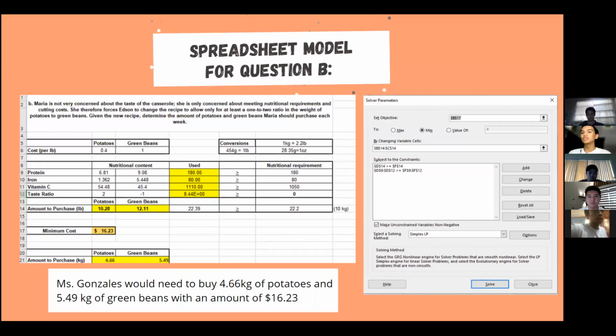For question B, Ms. Gonzalez is not concerned about the quality of food being served, and with that, she forced Mr. Edison, the cook of the cafeteria, to change the recipe and allow only at least a 1:2 ratio for the potatoes and green beans. Given that circumstance, Ms. Gonzalez should only purchase 4.66 kilograms of potatoes and 5.49 kilograms of green beans with a total cost of $16.23, which is only cheaper by 0.59 cents compared to Model A and isn't suggested by the group.